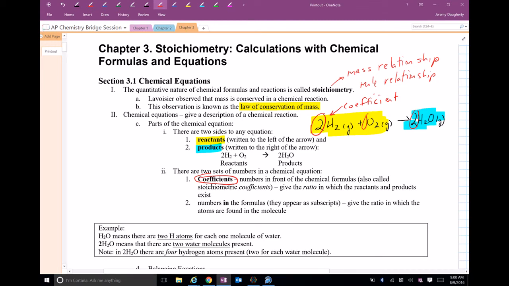We can also call it, so we not only call it the coefficient, we can also call it the stoichiometry of the reaction. That's referring to all of the coefficients. So the stoichiometry of the reaction is 2, 1 to 2, right? So the ratio of 2 to 1 to 2. So know the difference between a coefficient and just the number telling you how many atoms you have. And that's what I'm talking about here.